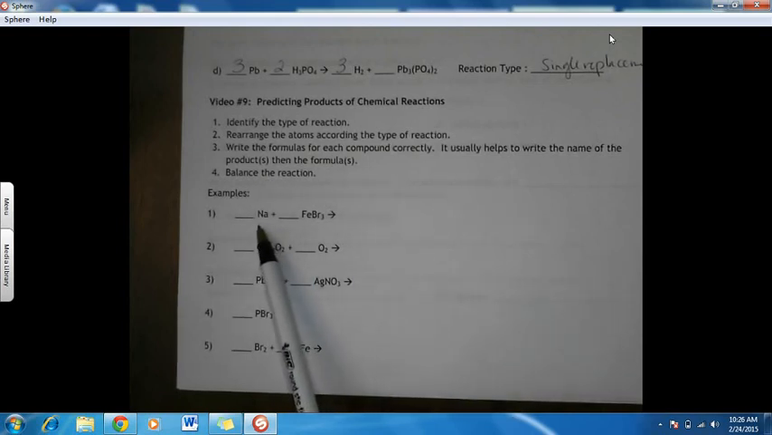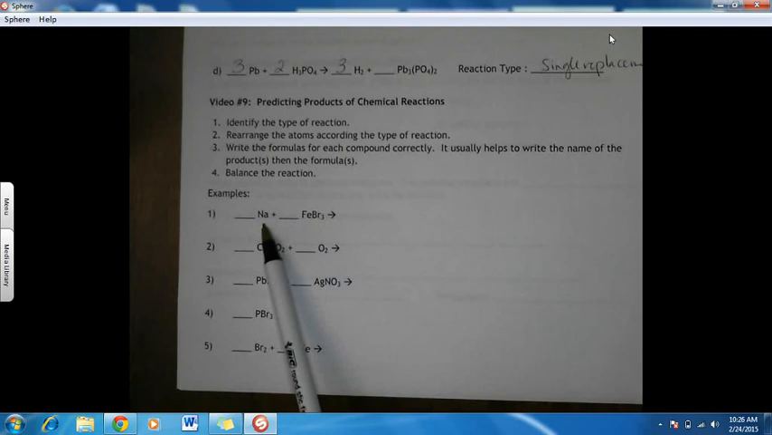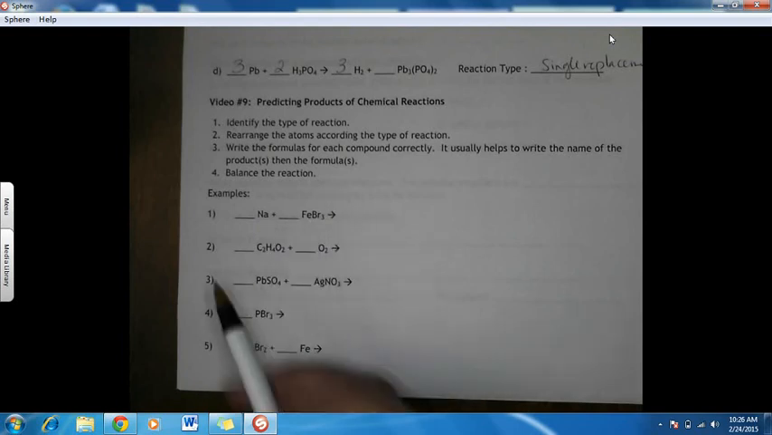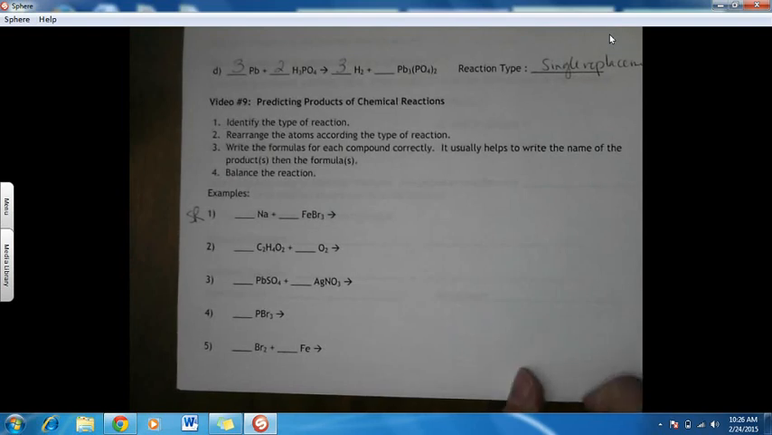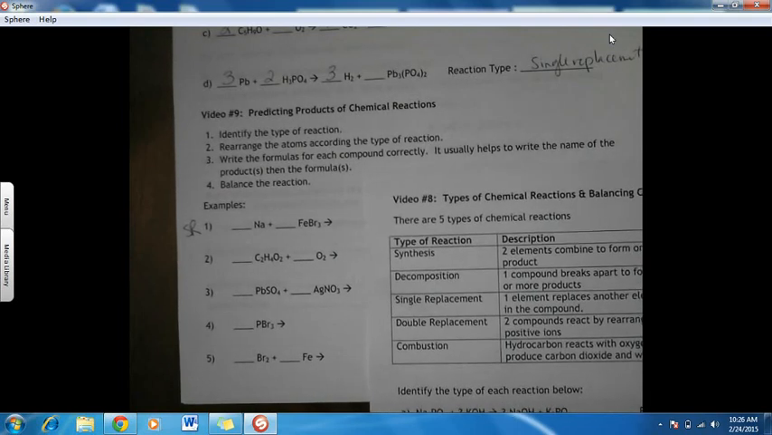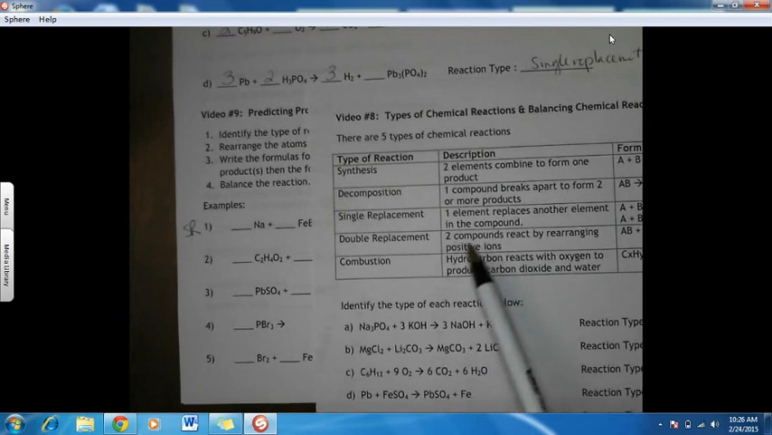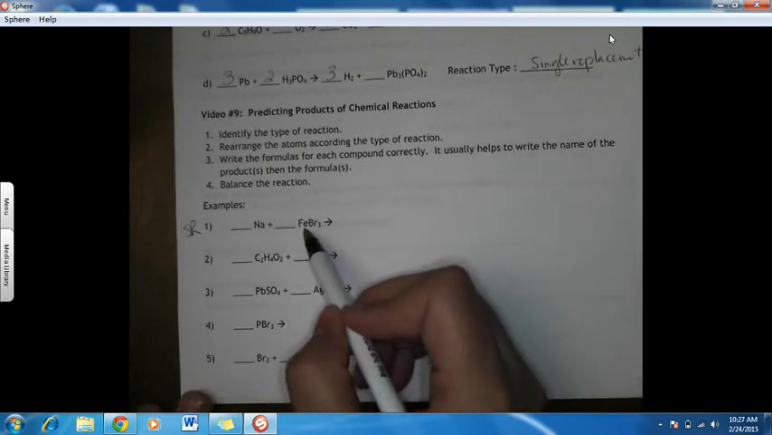So here we have sodium reacting with iron 3 bromide. And so a single element and a compound would make this a single replacement reaction. And so what happens in a single replacement reaction, if you recall back from our notes previously, in a single replacement reaction, one element replaces another element in the compound. But it has to be an element that is similar. And so sodium, since it's a metal, will replace the metal.